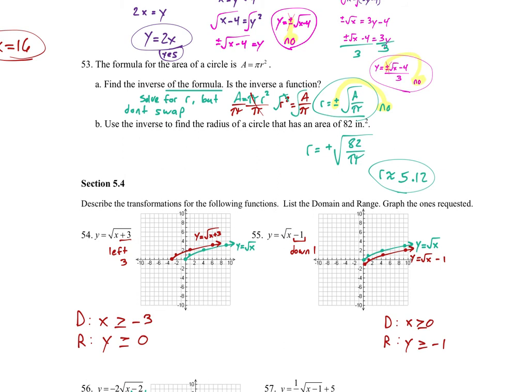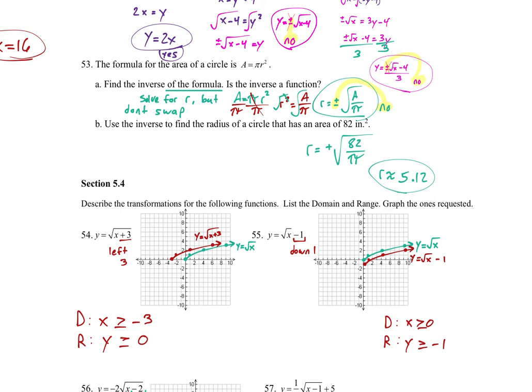So for 53, when we're working with actual formulas, this is the area of a circle. To find an inverse, you don't swap the variables out because it wouldn't make any sense exchanging area for radius, because they're different things. So instead, when you're working with an already pre-established formula, what it means to find the inverse is just to solve for the other variable.